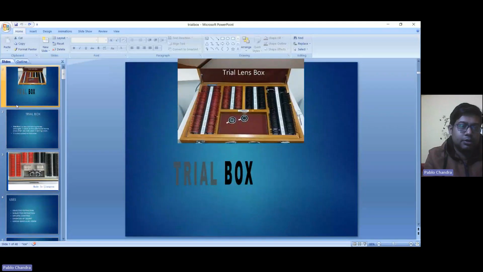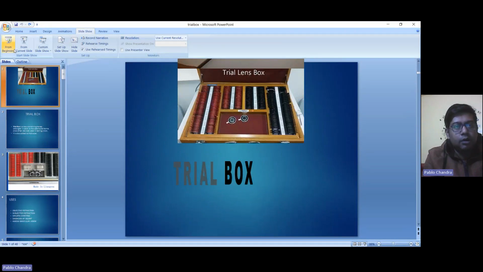Good morning, everybody. Today we are going to start on trial box. Now, what is trial box? One of the important components of optometry examination is the trial box.